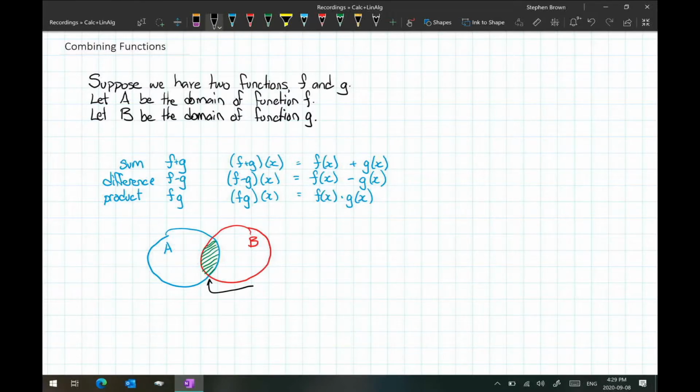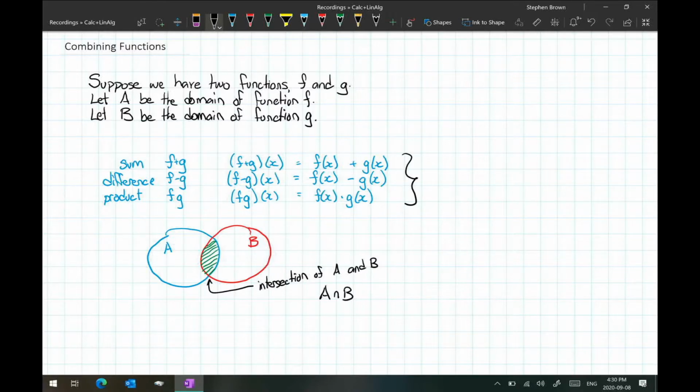This overlapping area is called the intersection of two sets, the intersection of A and B. A notation for that is A, with this little cap, B. That's just like the union symbol flipped upside down. And this is only the numbers that are in A and in B. Not just the numbers in either or, but they have to be in both sets.